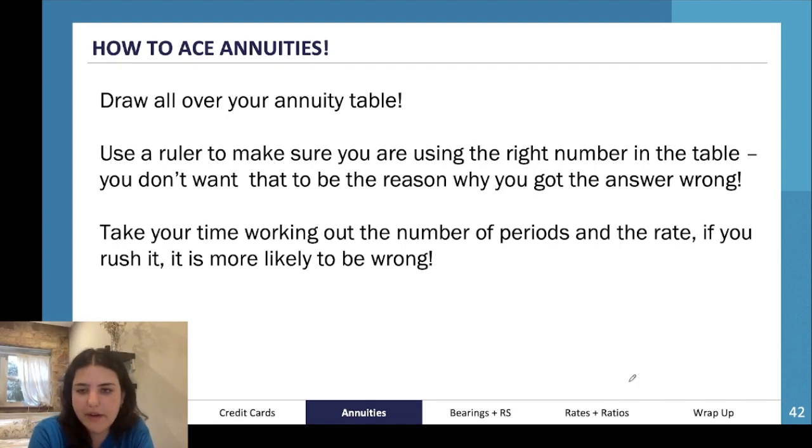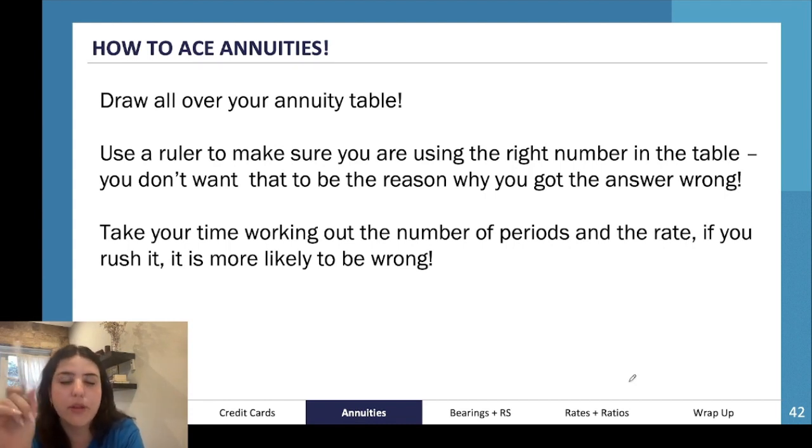Take your time working out the number of periods and rates. If you're changing the time period, you're more than likely changing the rate and vice versa. Always double check them both. If you're doing something to one, you're probably doing something to the other one as well.